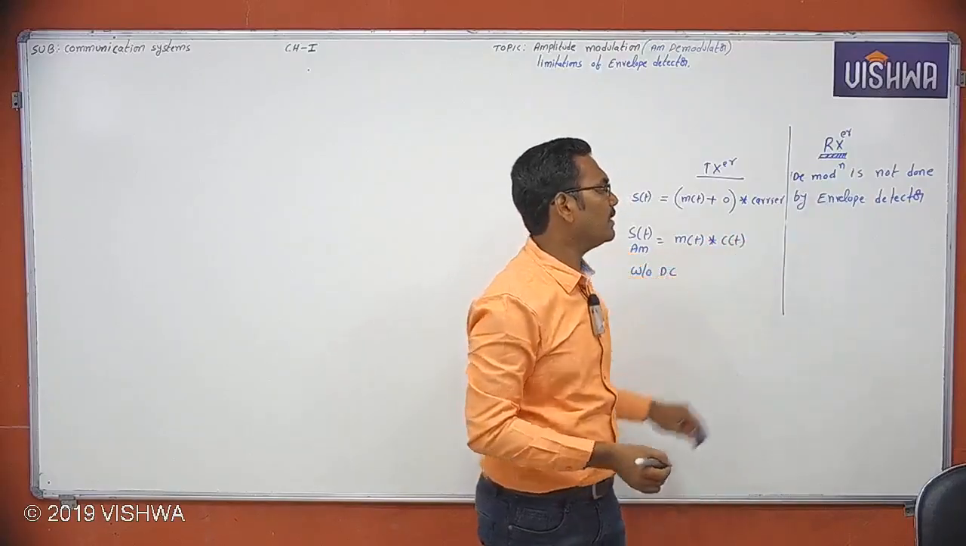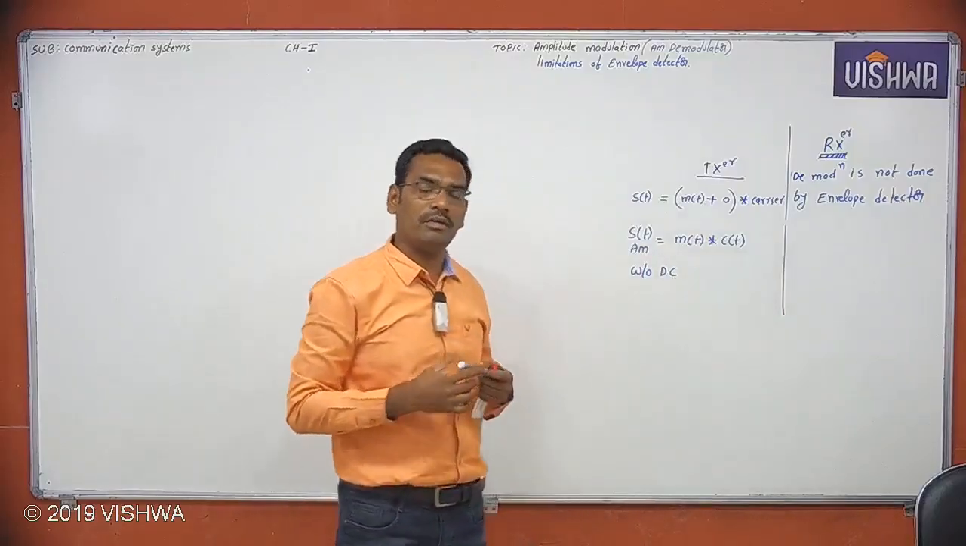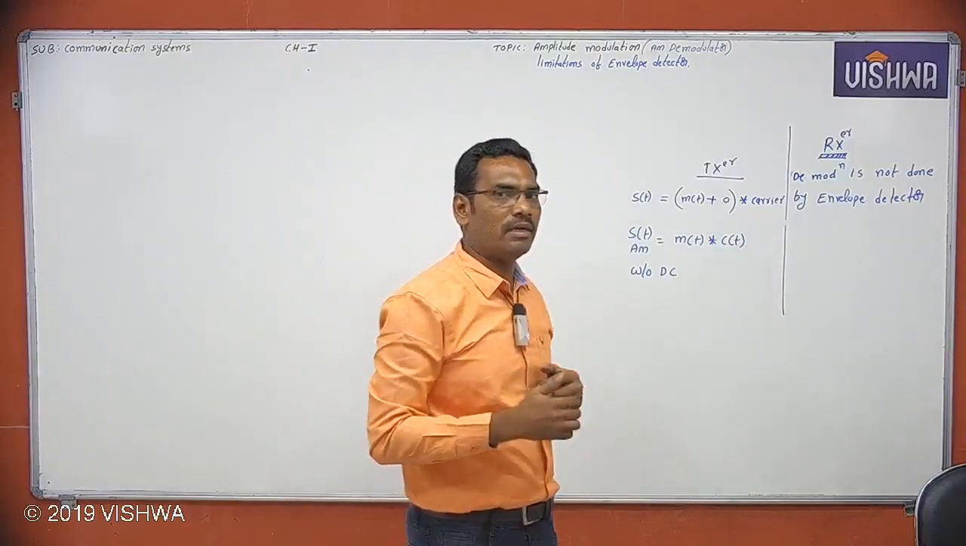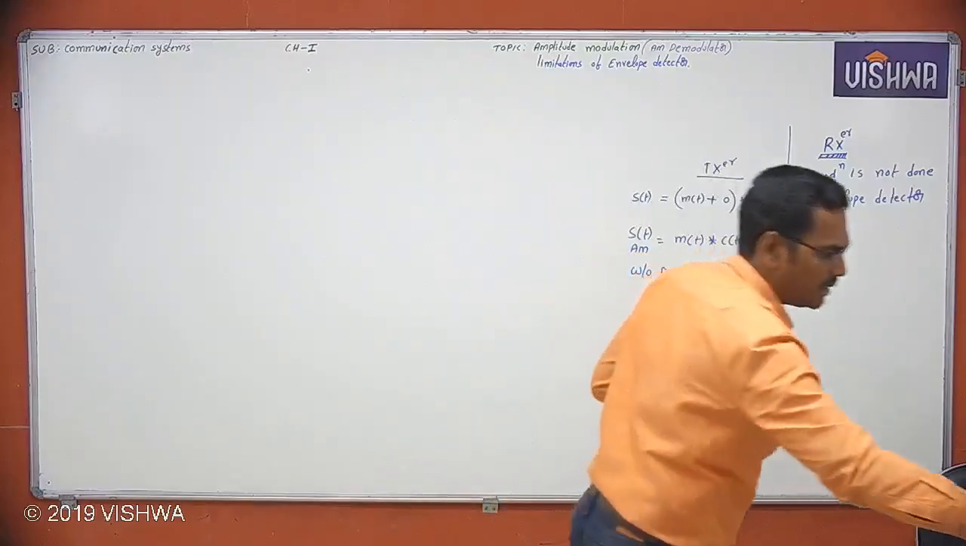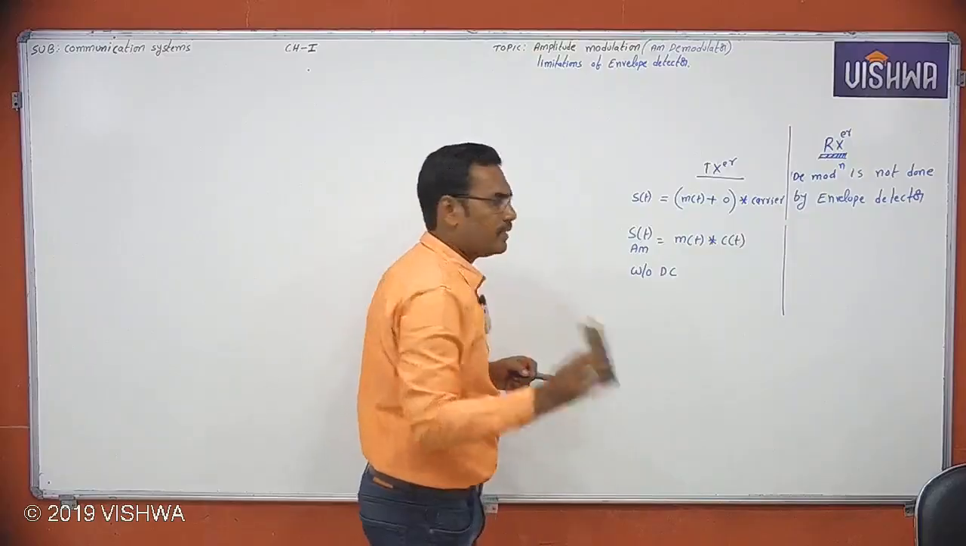Now definitely there is a chance of over modulation. Sir, in such a situation, what should I do? Yes, there is another demodulator which is called a synchronous detector. That also we will see. Clear or not? Now for saving this, I add the DC component.